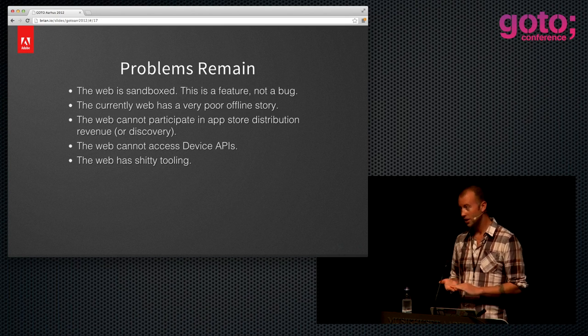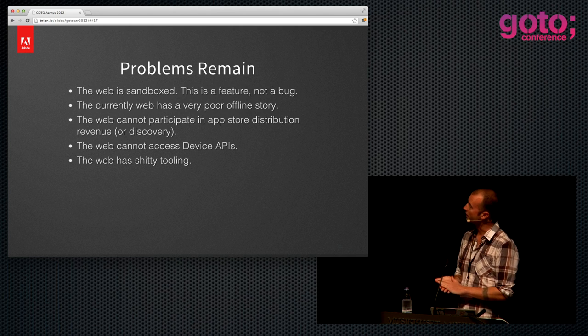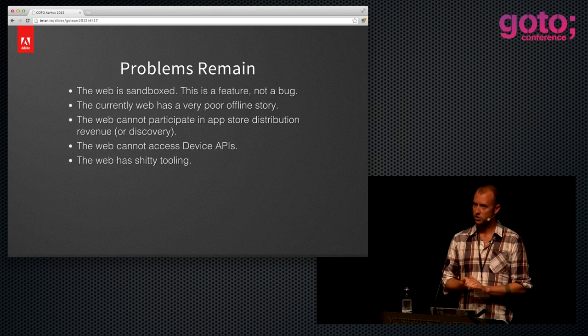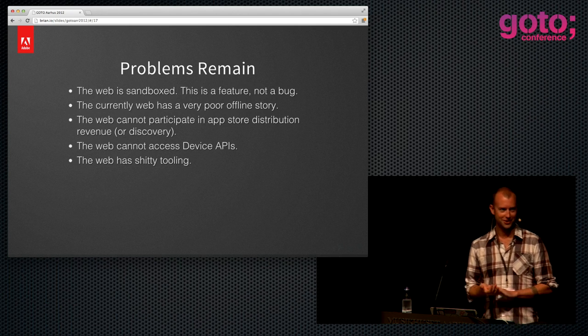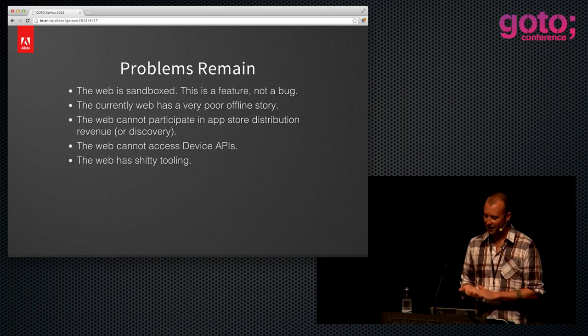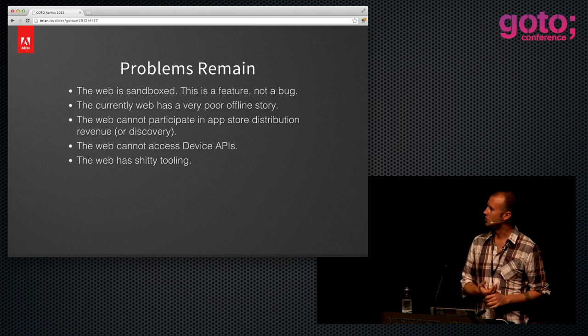The web has a terrible offline story. Has anyone here seen Jake Archibald's App Cache is a Douchebag talk? I recommend it if you haven't. It's funny as hell. So the app cache is supposed to be the solution to the web for offline, but essentially it just doesn't work. It's broken.